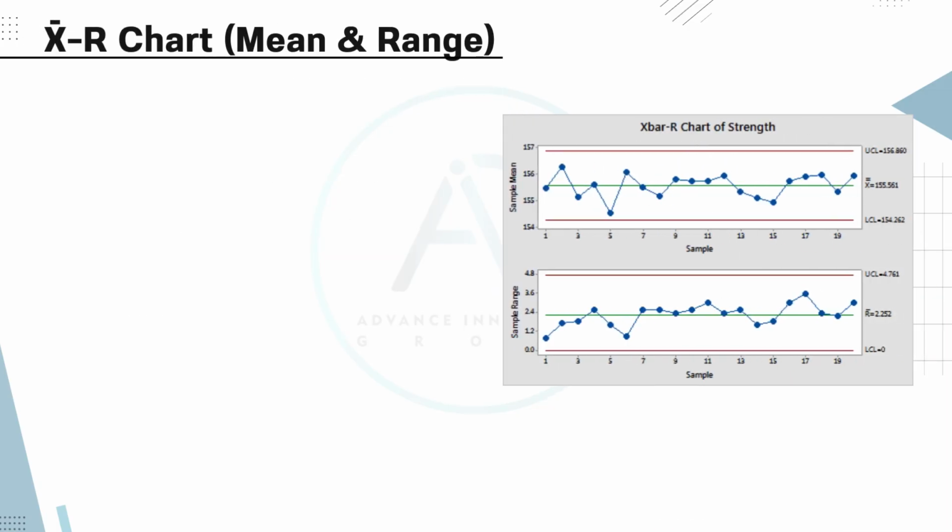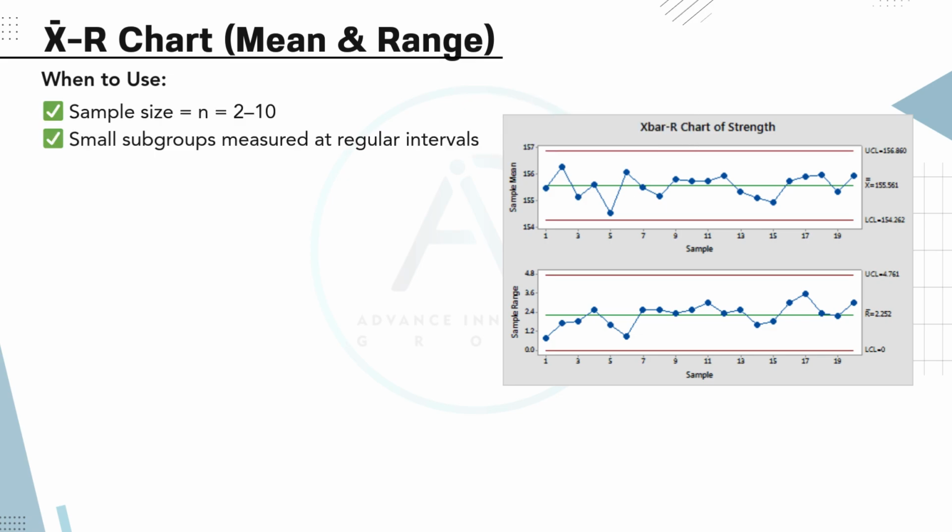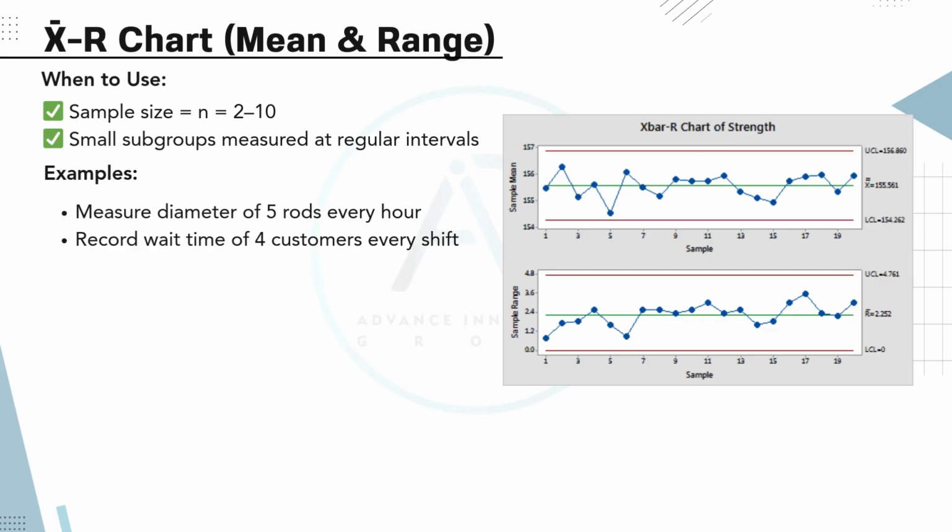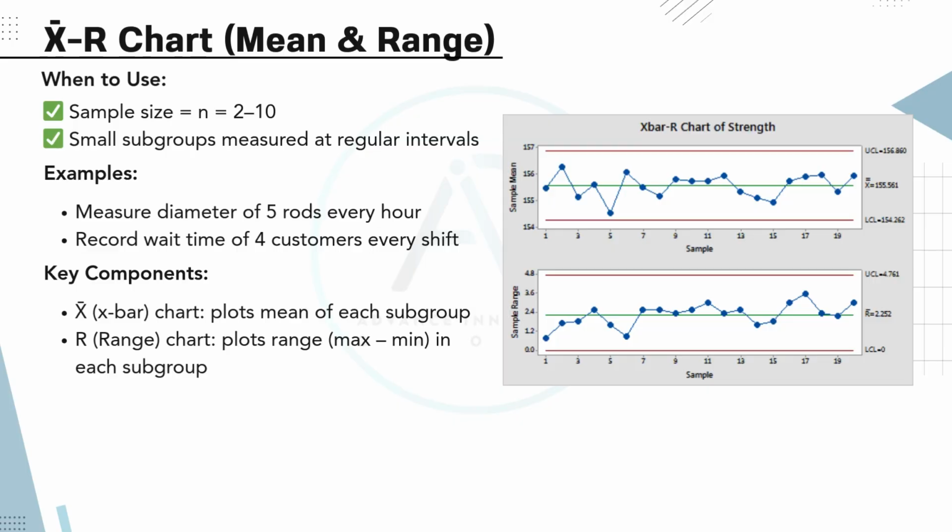X bar R chart, mean and range. When to use: sample size N equals 2 to 10. Small subgroups measured at regular intervals. Examples: measure diameter of 5 rods every hour. Record wait time of 4 customers every shift. Key components: X bar chart, plots the mean of each subgroup. R, range chart, plots the range, max minus min, in each subgroup.